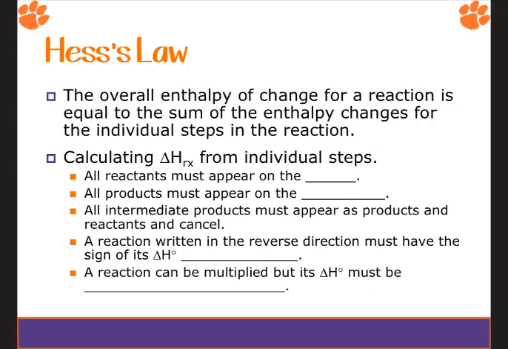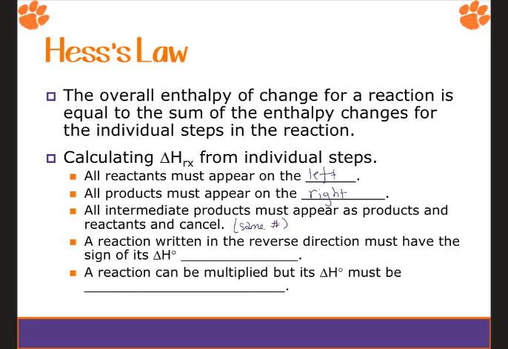All right, so let's officially write down some rules for these guys. Hess's law states that the overall enthalpy change for a reaction is equal to the sum of the enthalpy changes for the individual steps in the reaction. So to calculate delta H from our individual steps, we have to make sure that the reactants must appear on the left-hand side, or on the reactant side. The products must appear on the right-hand side, or the products side. All intermediate products must appear as both products and reactants and cancel. So that means they have to be in the same number, right? So if you have two chlorines on one side, they can cancel with two chlorines on the other side.